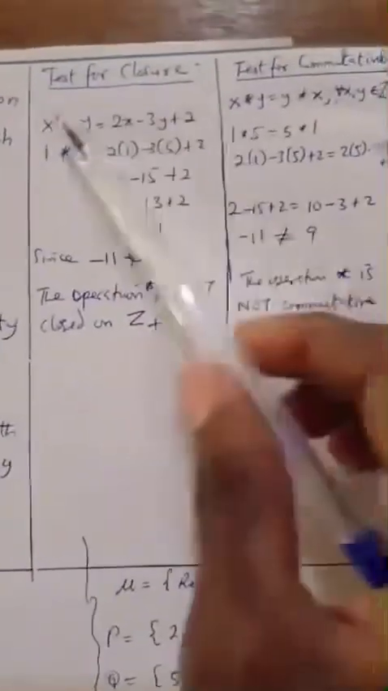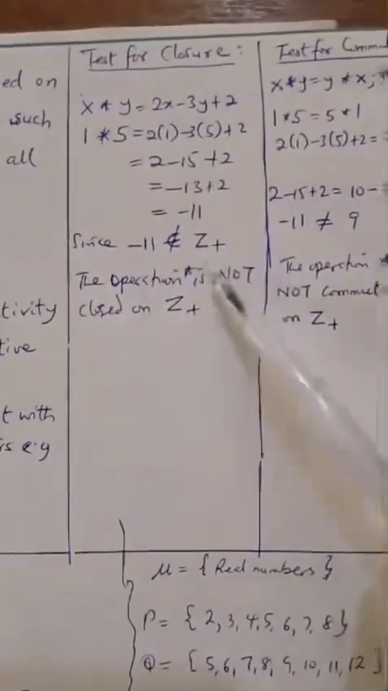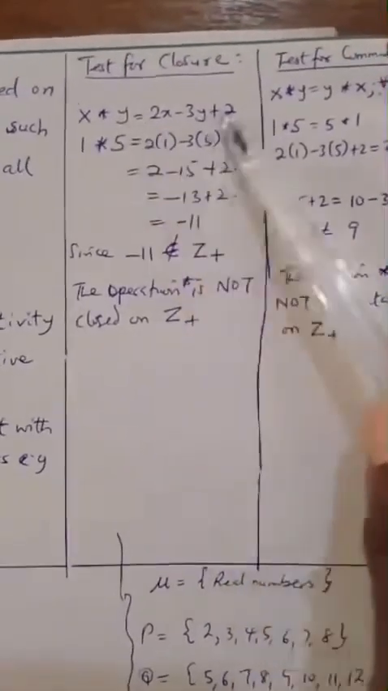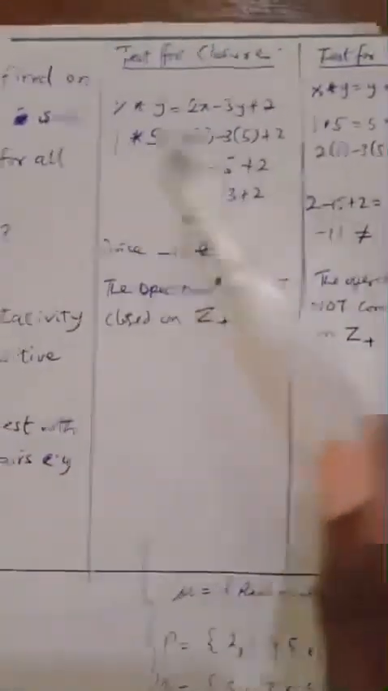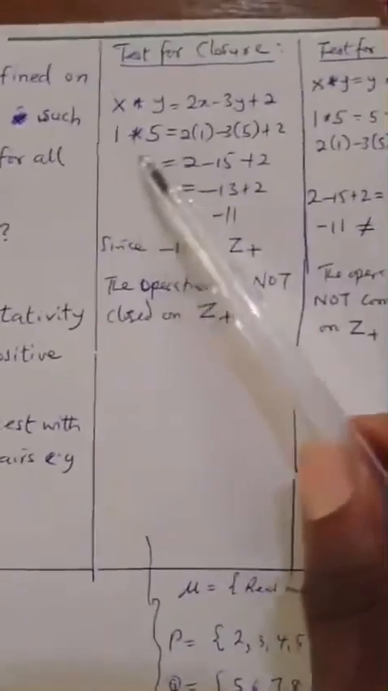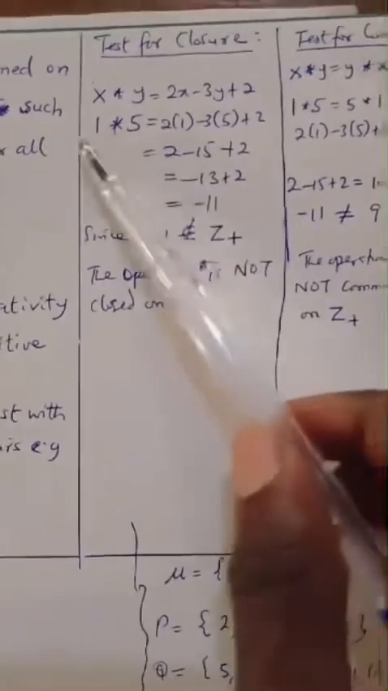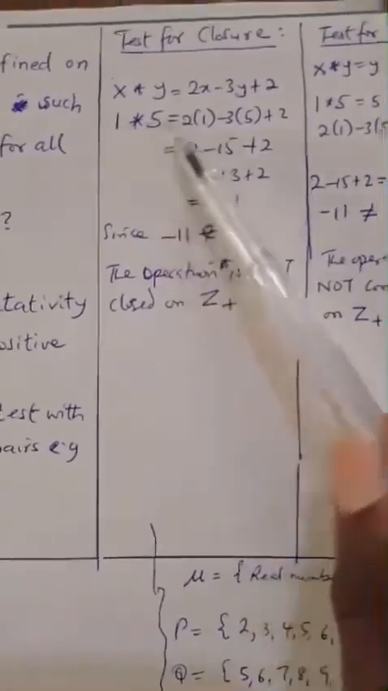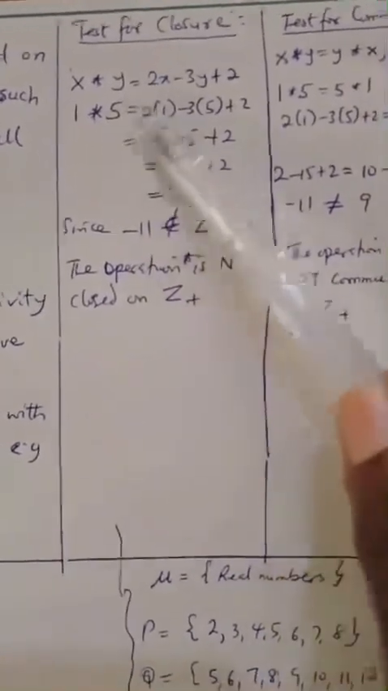Let's test for closure. Testing for closure, basically you want to make sure that the result gotten from this is still a positive integer. So this is your rule. X operation y is given by this rule from the question, 2x minus 3y plus 2. So using 1 and 5, like I said, that's just the easiest approach. Use known numbers that have a gap between them, like 1 and 5. 1 is the smallest member of the positive integer set, and 5 is a little bit away.